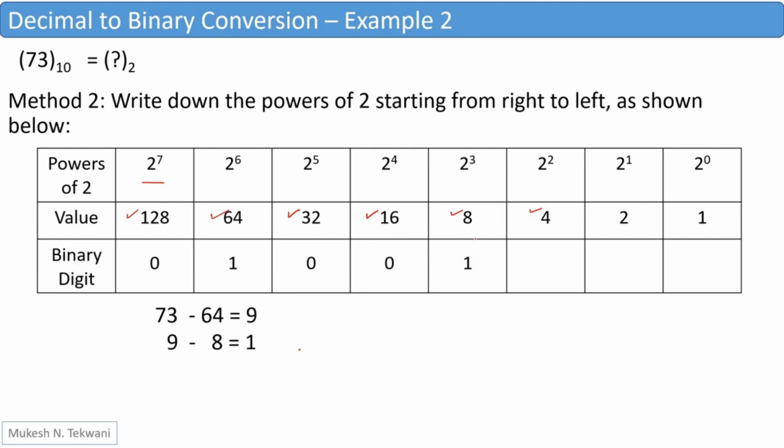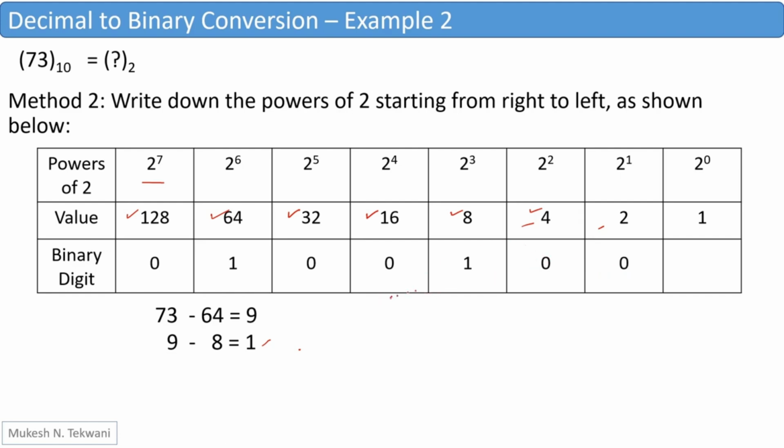And now the value that we have is 9 minus 8, which is 1. So now we compare 1 with the next value. So 1 will be compared with the value 4. 1 is less than 4, so we put a 0 bit here. 1 we compare it now with 2. 1 is less than 2, so we put the bit 0.